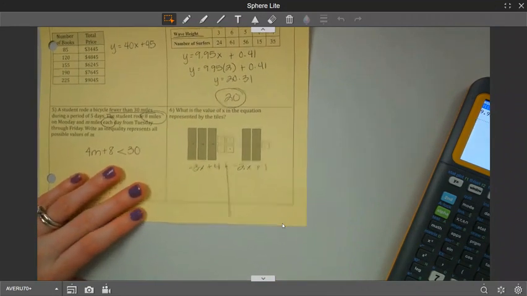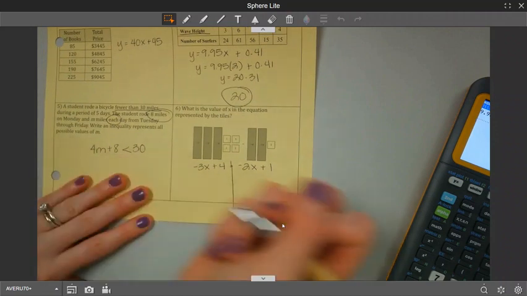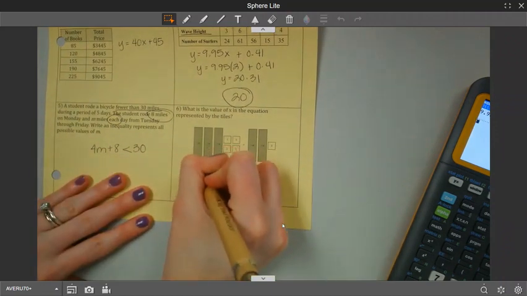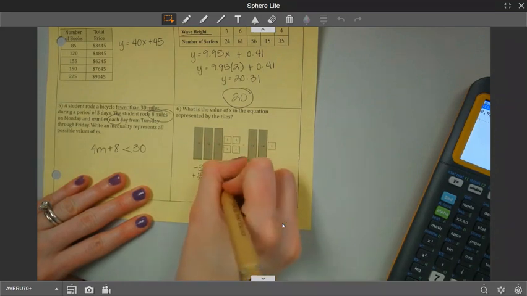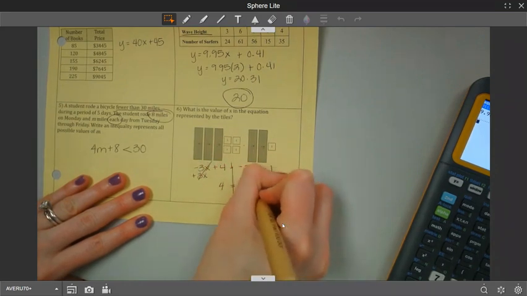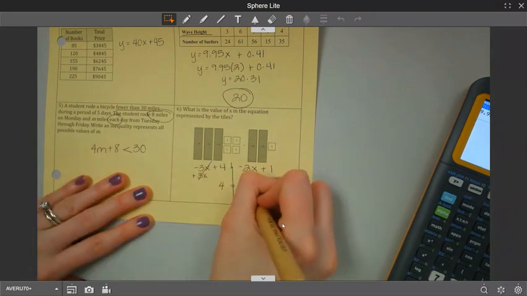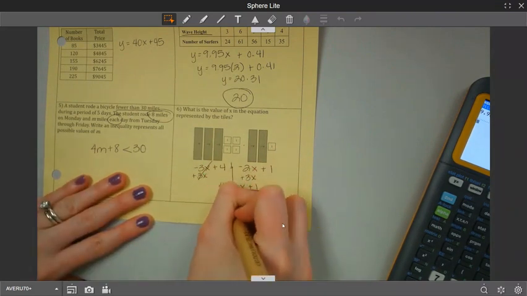So I have no like terms, so I'm going to go ahead and move on to moving the variable. We like to move the smaller variable, so I'm going to add 3x to both sides. Cancel, I'm left with 4 is equal to x plus 1. Now I need to subtract 1, so x is equal to 3.